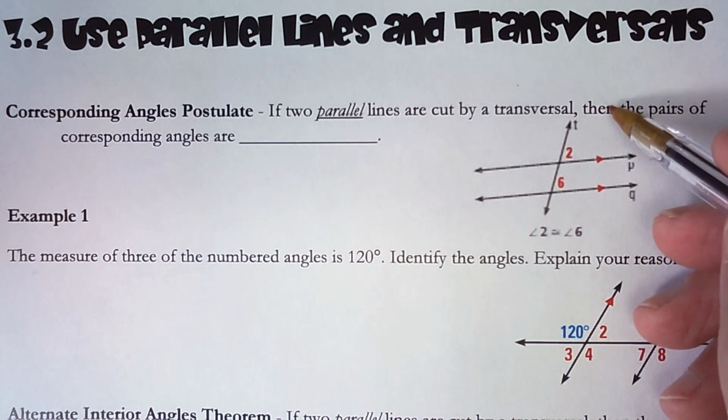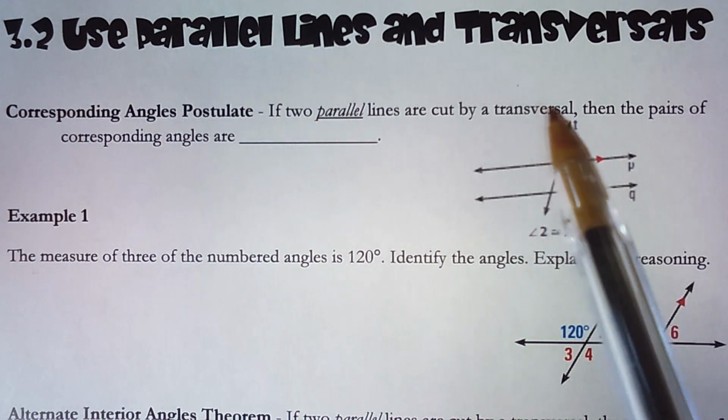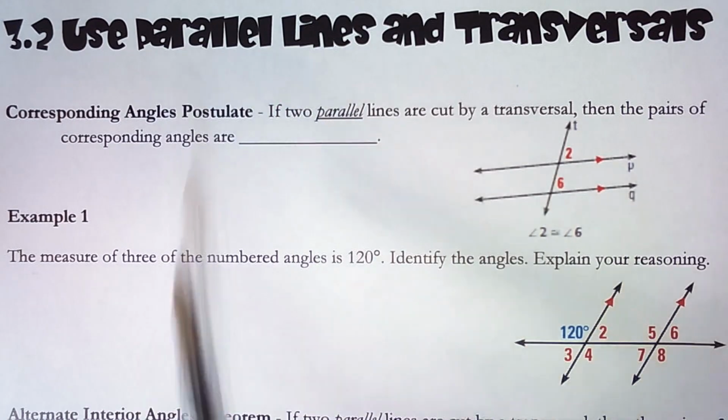Okay? Now we learned about corresponding angles. We also learned about alternate interior angles, alternate exterior angles, and consecutive interior angles. Now let's talk about those types of angle pairs when they are on parallel lines. So yesterday's lesson, it was just any two lines. Today it's specifically about parallel lines.